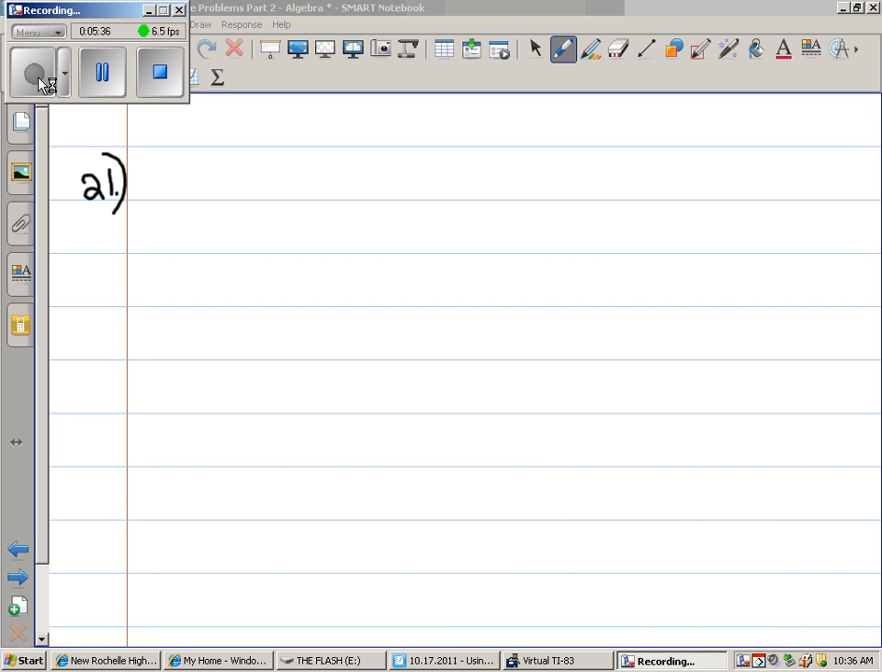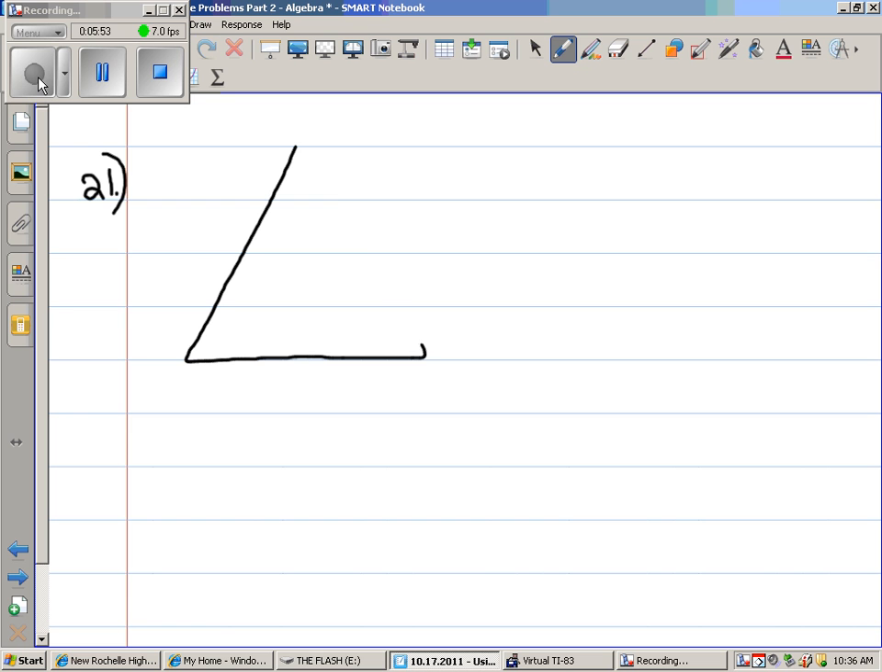Okay. So now let's do 21. The length of the second side of a triangle is 2 inches less than the length of the first side. Oh, that's a lot of words. What kind of shape did it talk about, though? Let's draw that in. Maybe that'll help us a little bit, right?